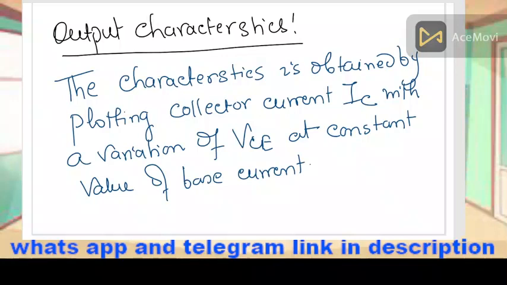We are interested in the output current or voltage, because that is going to be used in whatever device or circuit you have attached to the transistor, and for whatever purpose you are using it. This characteristic is plotted by taking the collector current, which is of course the output current, against the variation of VCE at a constant value of base current. This is the output characteristic. This is how we obtain the output characteristic.